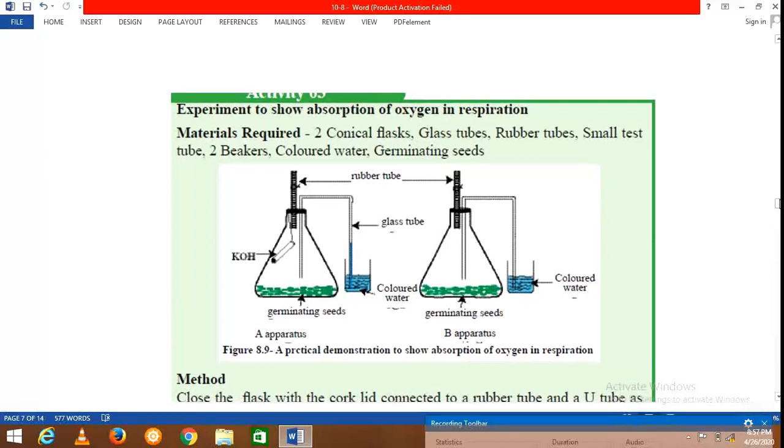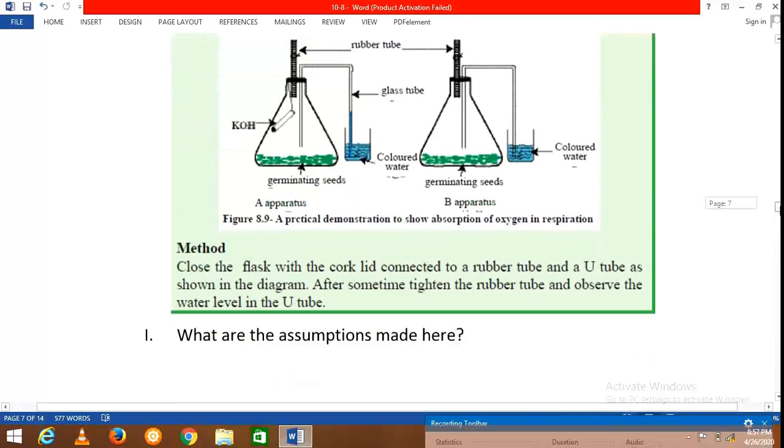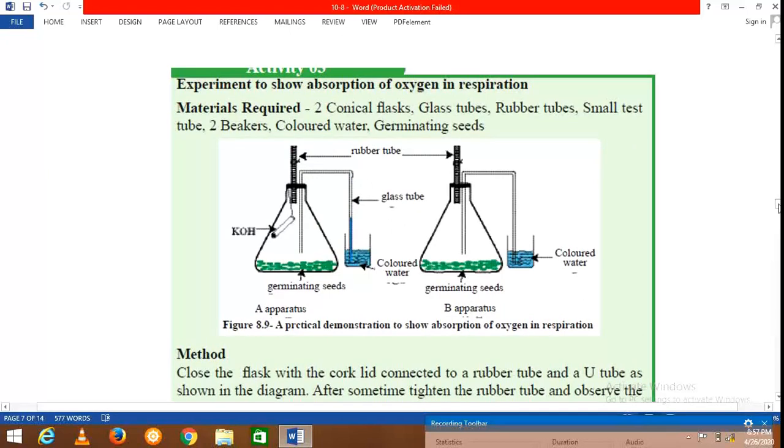Then another activity to show that oxygen is absorbed during respiration. During respiration, oxygen gas is absorbed and carbon dioxide gas is released. So this is the experiment to show that oxygen is absorbed for respiration.